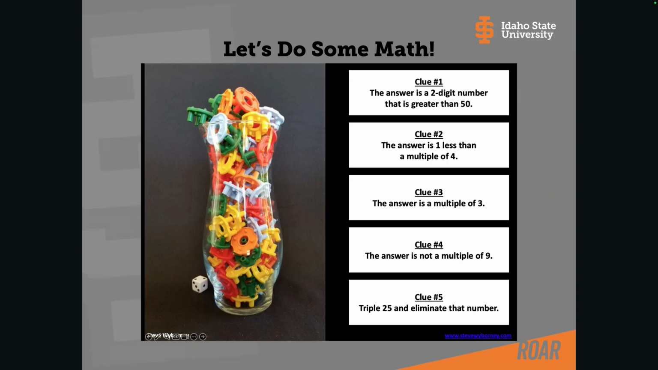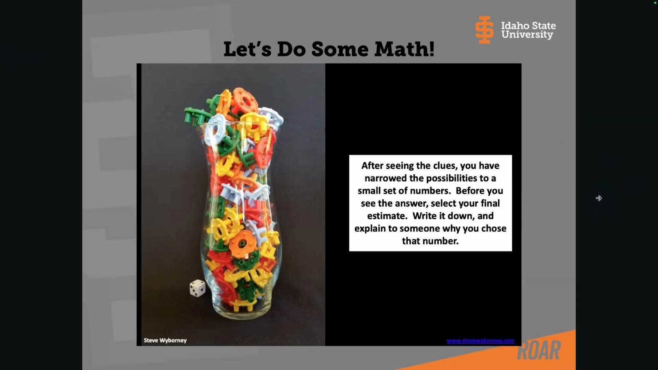Now, next slide. After seeing all those clues, you've narrowed the possibilities to a small set of numbers. Before you answer, select your final estimate. Write it down. We're going to have you put it in the chat. And in the chat, write down why you chose that number, if you can do a quick summary. We'll go back to the clues.